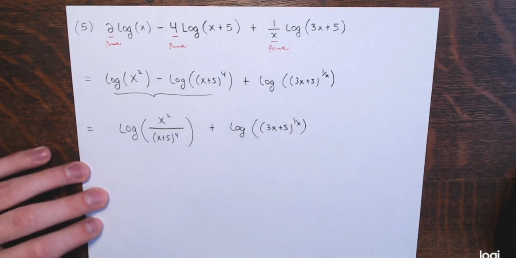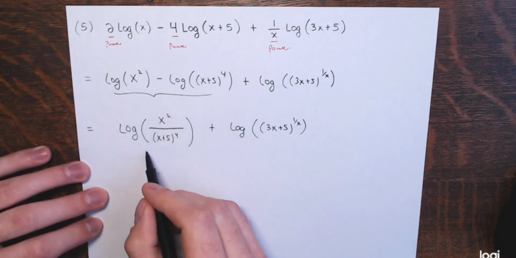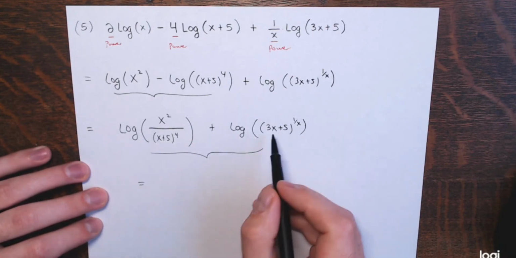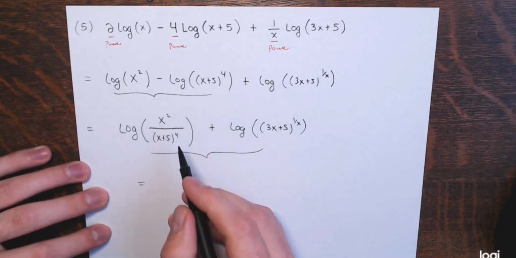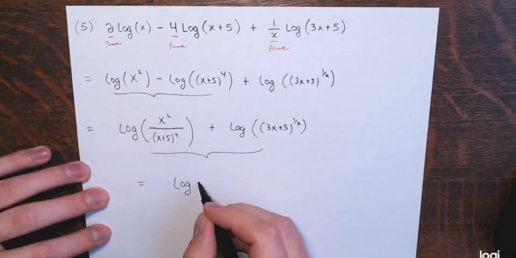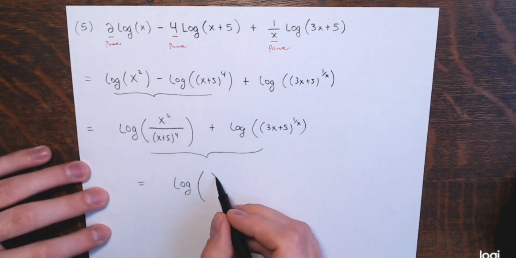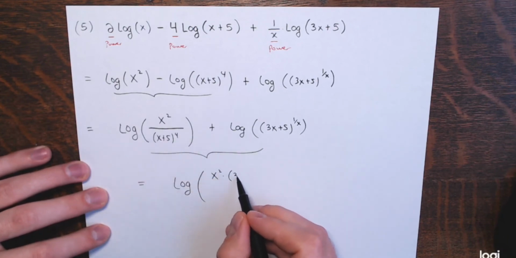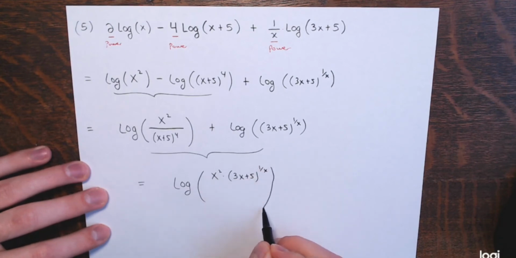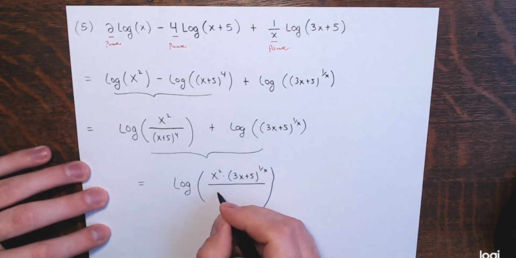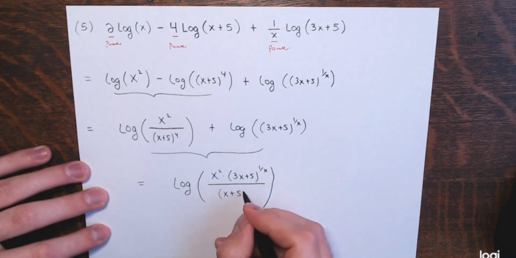And then when you add, you're using the product rule. So this 3x plus 5 to the 1 over x power is just going to go in the numerator of this fraction here. This will be a single log of the product of these, which would be x squared times 3x plus 5 to the 1 over x power in the numerator, and then the denominator is x plus 5 to the fourth power. And that's it.